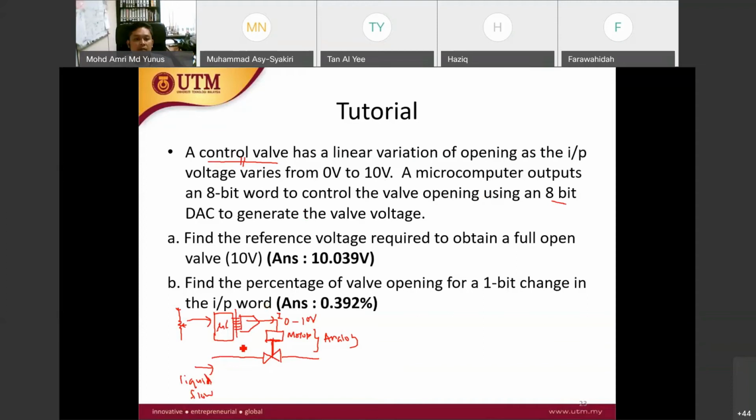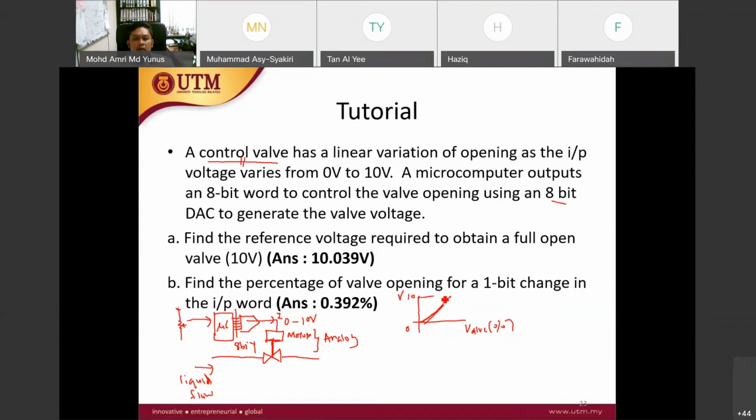The input to the digital to analog converter in this case is 8 bit. Here it gives the information about the reference VR required to make the valve open fully. We can express the valve opening as a percentage, against the analog input from 0 to 10. We assume that this is linear.